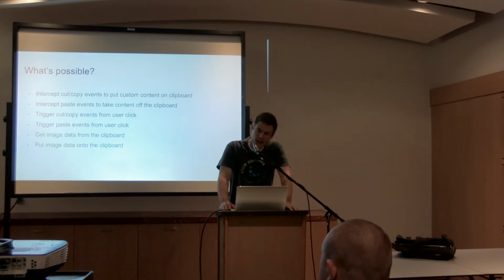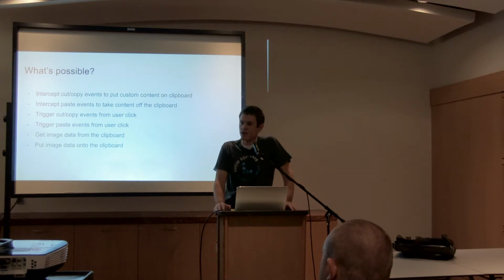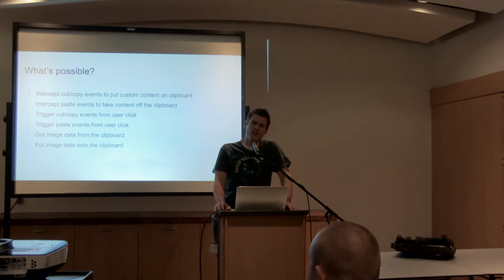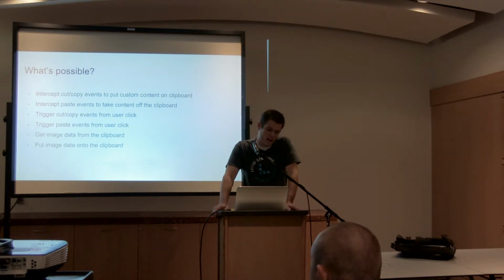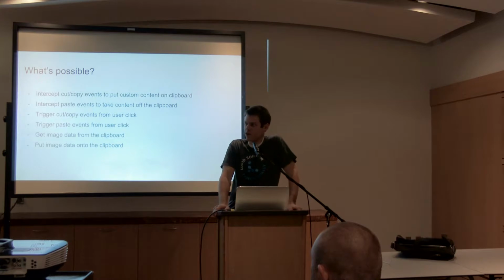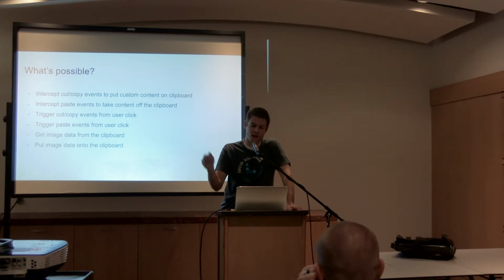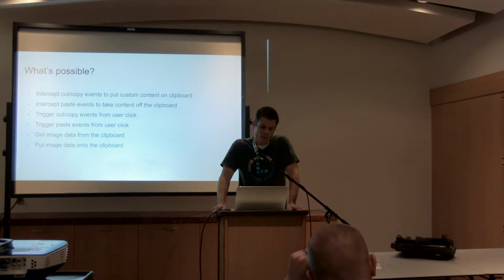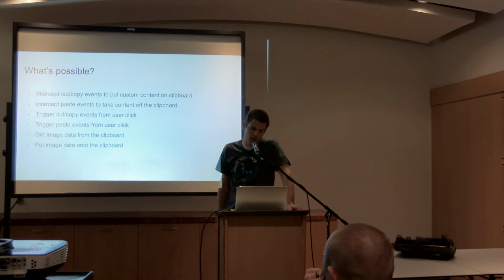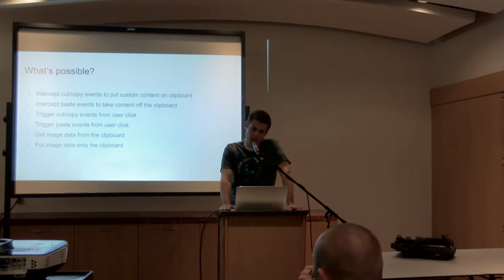First off, I just want to cover real quick what's possible and what's not. Take one minute, read through these, and think to yourself, can I do that? Is that something I want to do? As the tension builds, I'll reveal what is possible and what's not. We've got intercepting events to either put custom content on or to take the content off. Triggering events on user clicks, like GitHub: you push the button and it copies to the clipboard. And then something kind of special, getting image data from the clipboard and putting image data on the clipboard.